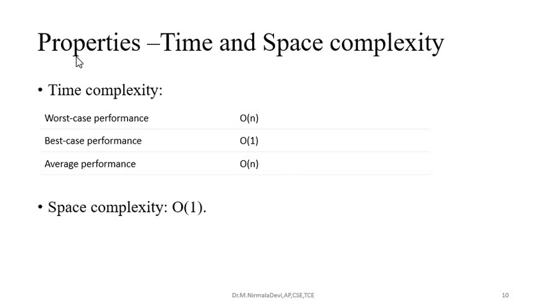The properties of linear search: it has time and space complexity. In time complexity, the worst case performance is order of n. In the best case, if the element is found at the 0th index, only one comparison is required, so order of 1. In the average case, the complexity will be order of n. And for space complexity, only one space is required for one comparison, so order of 1.